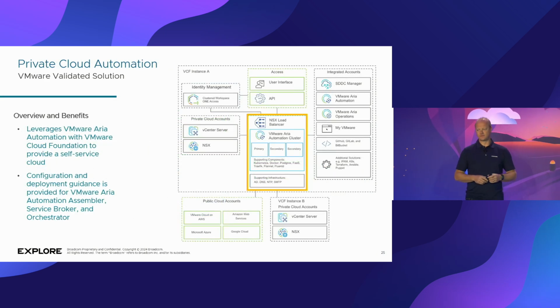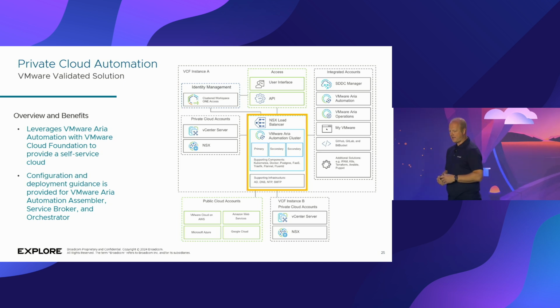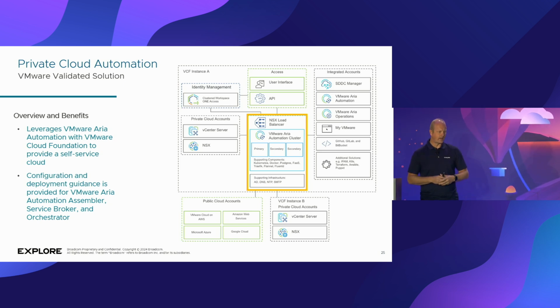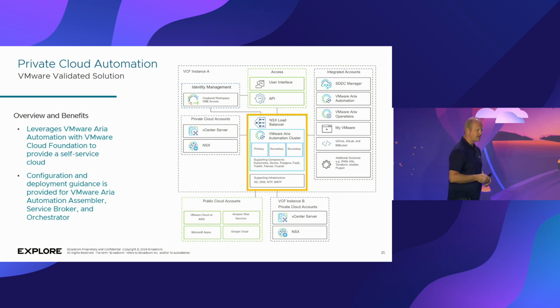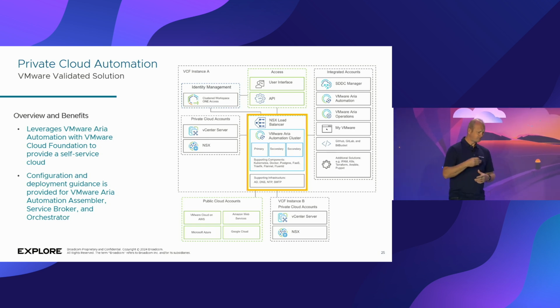Private cloud automation. All about leveraging ARIA automation, how you deploy a self-service catalog, how you drive that into the business, be able to do configuration, placing the objects, placing the various components, and integrating with networking, how you would actually configure that and set it up.